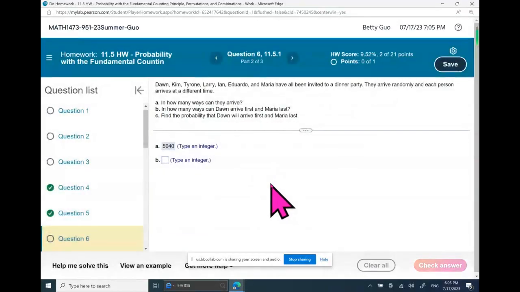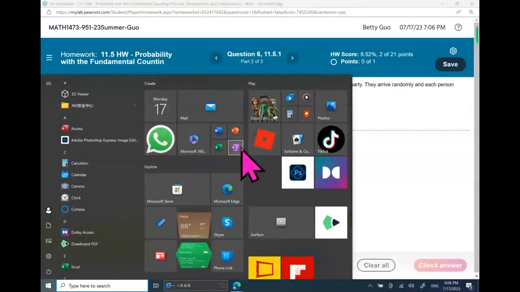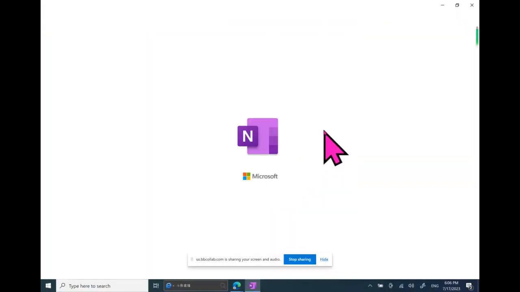Part B. In how many ways can Dawn arrive first and Maria last? Let's consider this task for the numerator. What task? You are going to arrange the 7 people, and the result must be Dawn first, Maria last. So we can see the task as a 3-step task. First step, you arrange Dawn. Give me 1 second, let me get my OneNote quick. I'm going to show you the 3 steps I mentioned.